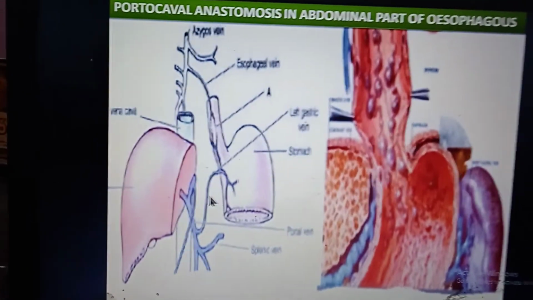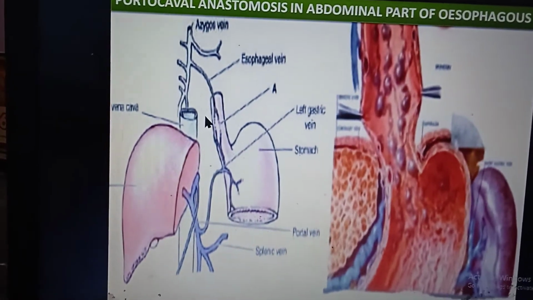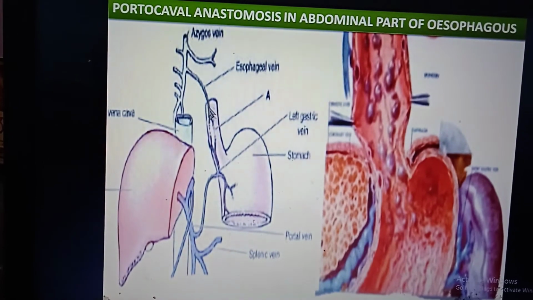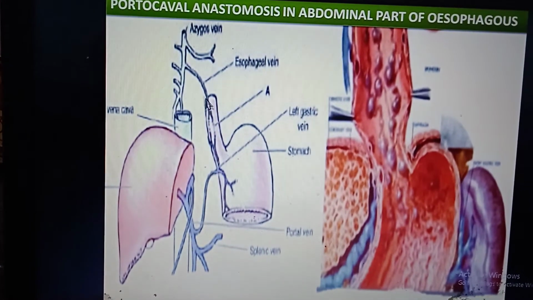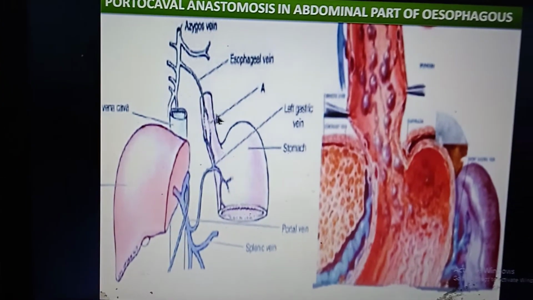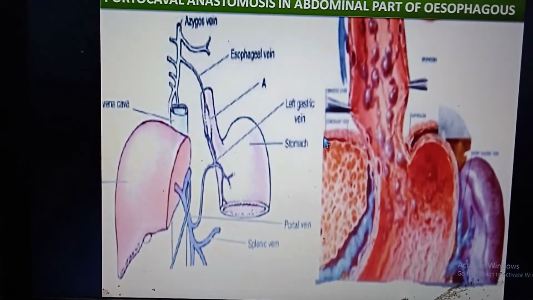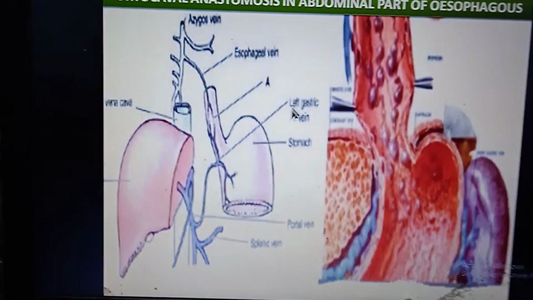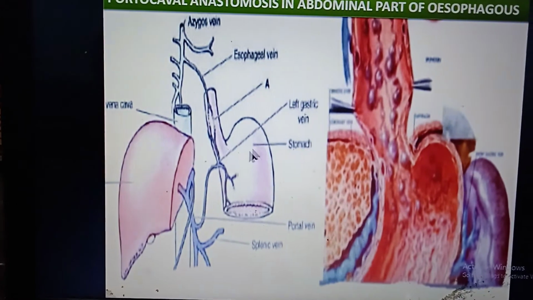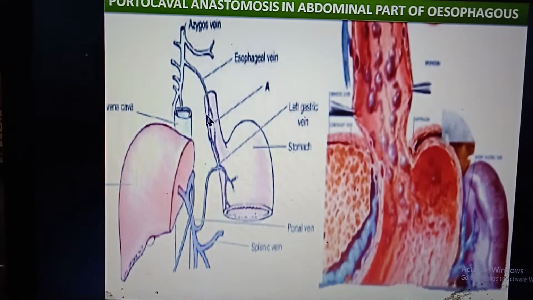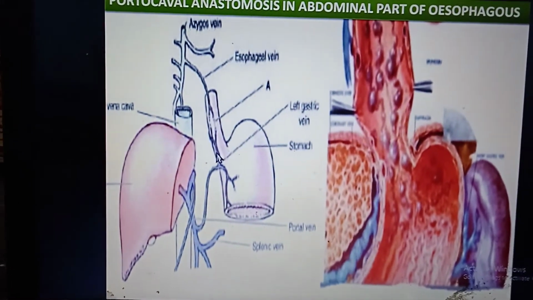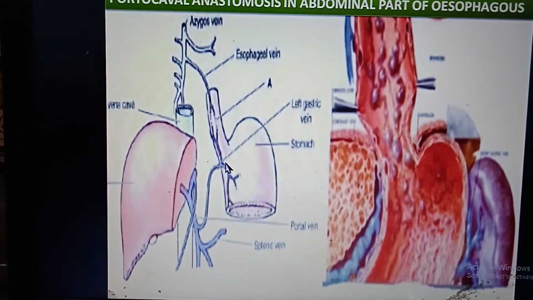Okay, so here we can see this is the oesophageal branch from the hemiazygous vein, which is the part of the inferior vena cava and the caval system, and left gastric vein oesophageal branch is coming here and anastomosing, and it is the part of the portal system.